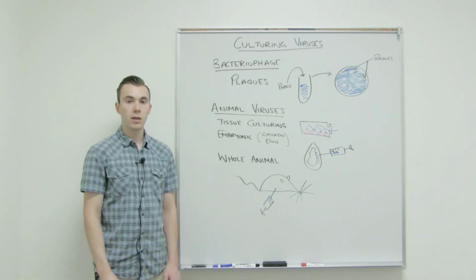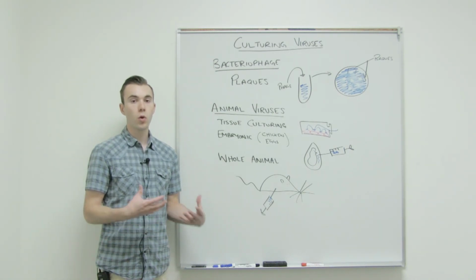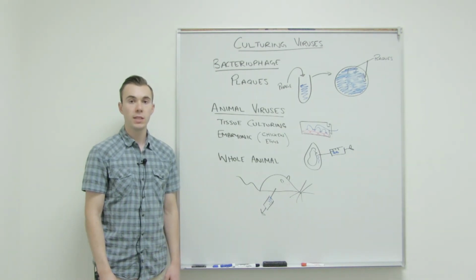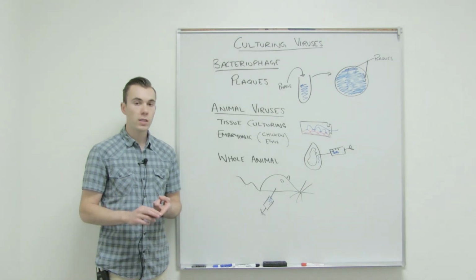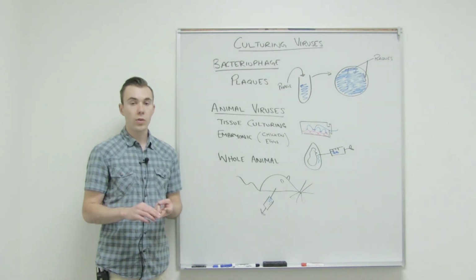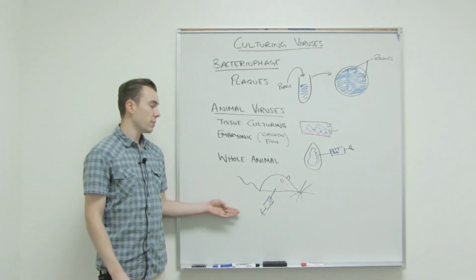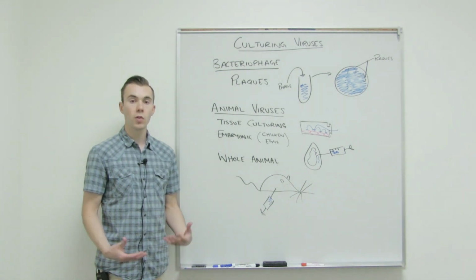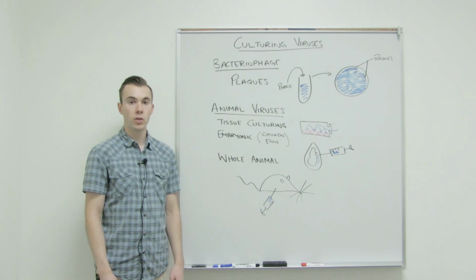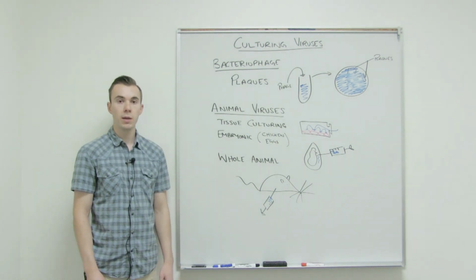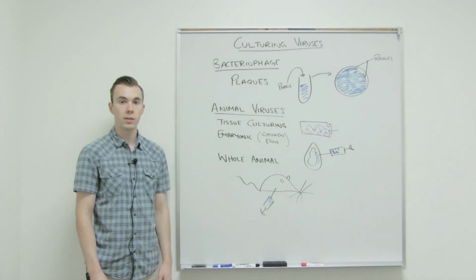And this is nice because you're going to be able to not only culture or grow more virus, but you're going to be able to see how the virus acts. So you can see how long is it before the animal gets sick, what are the signs and symptoms, and how long before the animal dies. And so this method is very helpful in observing how the virus acts rather than just growing. But all three of these have the initial method of being able to culture or to grow more viruses.